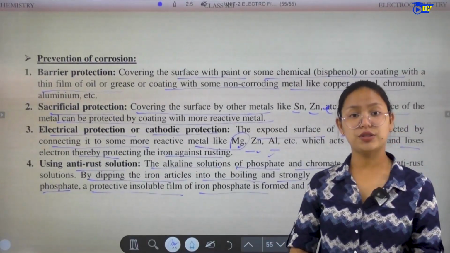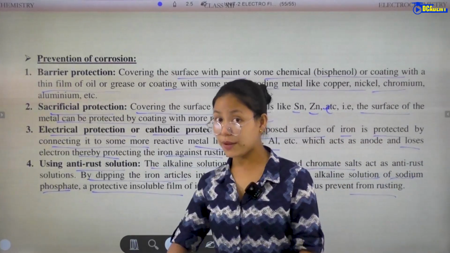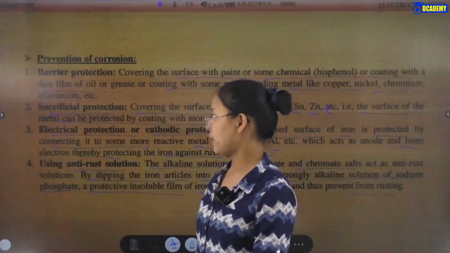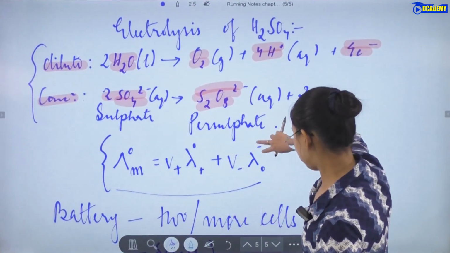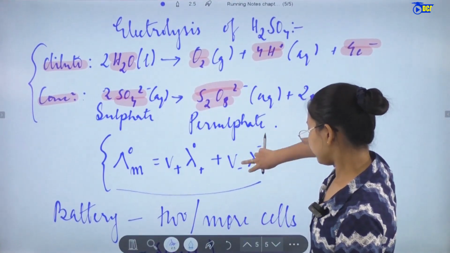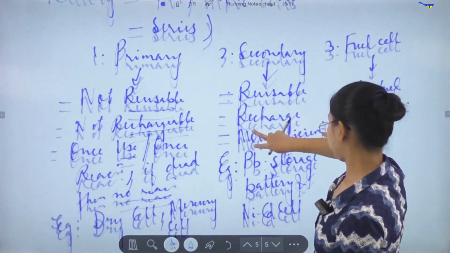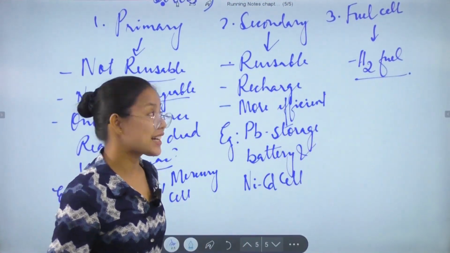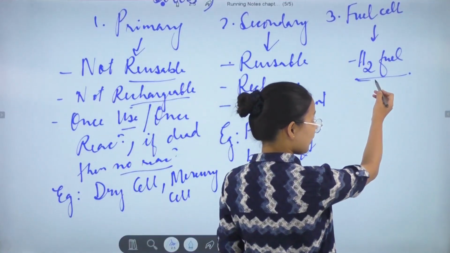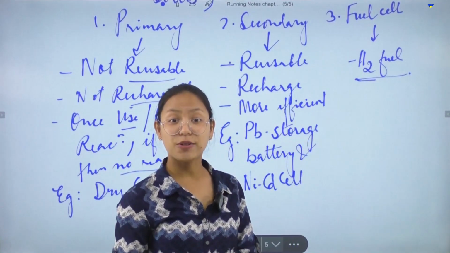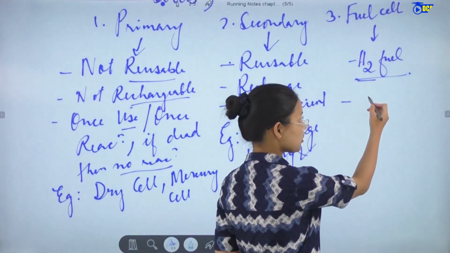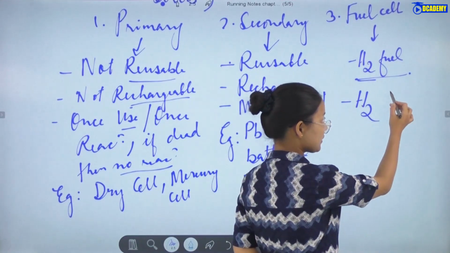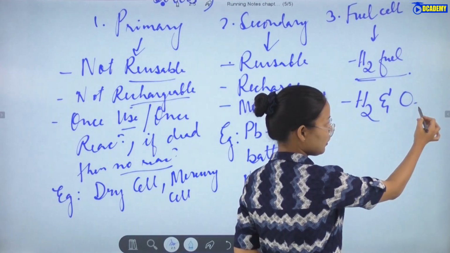Now let's recap what we have done today. Fuel cell: hydrogen fuel, where we supply hydrogen gas as well as oxygen gas.